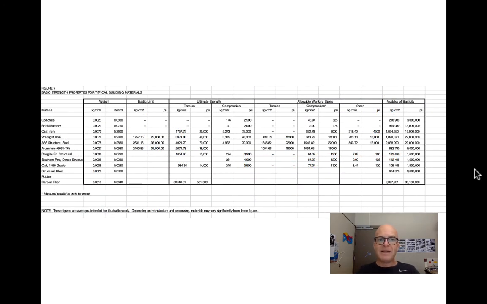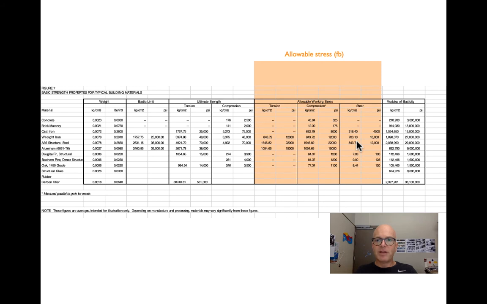And then finally, the material properties table gives us allowable stress in tension, compression, and shear, as well as modulus of elasticity. The allowable stress is going to be important when we're calculating for shear and moment in particular. You can see here the allowable working stress for steel in tension and compression. This is worth memorizing: 22,000 psi, and the allowable stress for steel in shear is 12,000 psi.